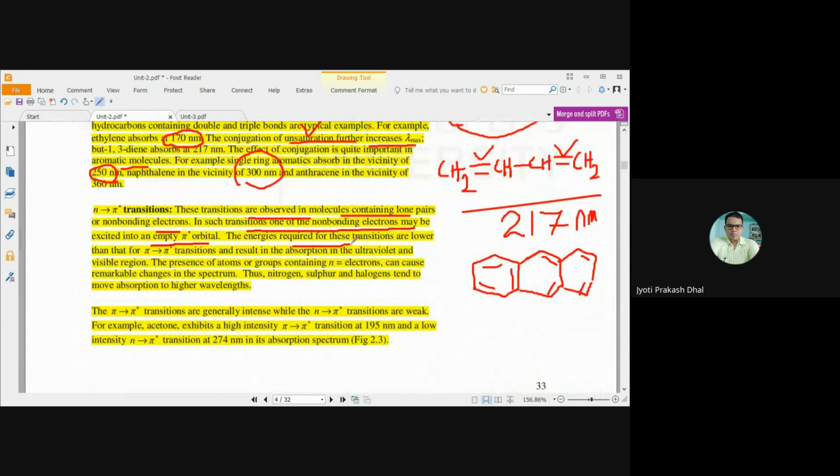The energy required for these transitions is lower than that for pi to pi star transitions, and results in absorption in the ultraviolet and visible region. The presence of atoms or groups containing n electrons can cause a remarkable change in the spectrum. Thus, nitrogen, sulfur, halogen or oxygen tends to move the absorption band to higher wavelength. So if non-bonding electrons are present, then the molecule will absorb at still longer wavelength than that of the pi to pi star transition.